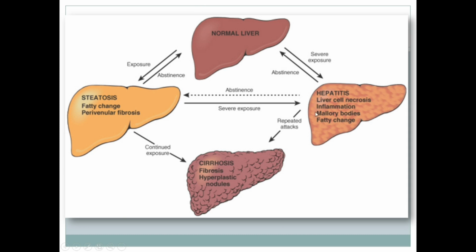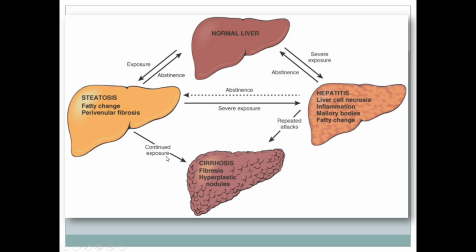So this is the clinical progression. This is a normal liver. If there is repeated exposure to alcohol, there is hepatic steatosis. Hepatic steatosis means that there is fatty change of the liver with perivenular fibrosis. At this stage, it is absolutely reversible. With abstinence, stoppage of alcohol, it can go back to being a normal liver.